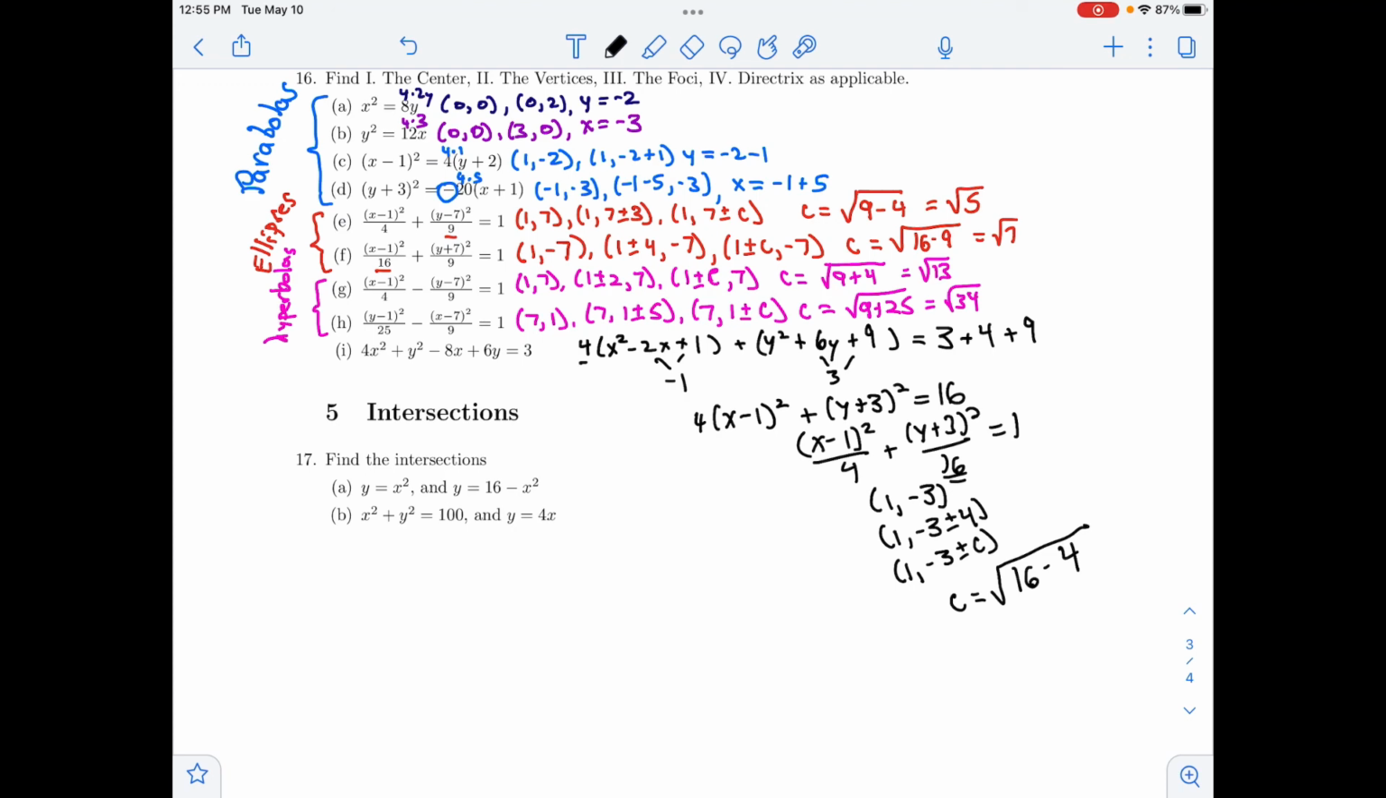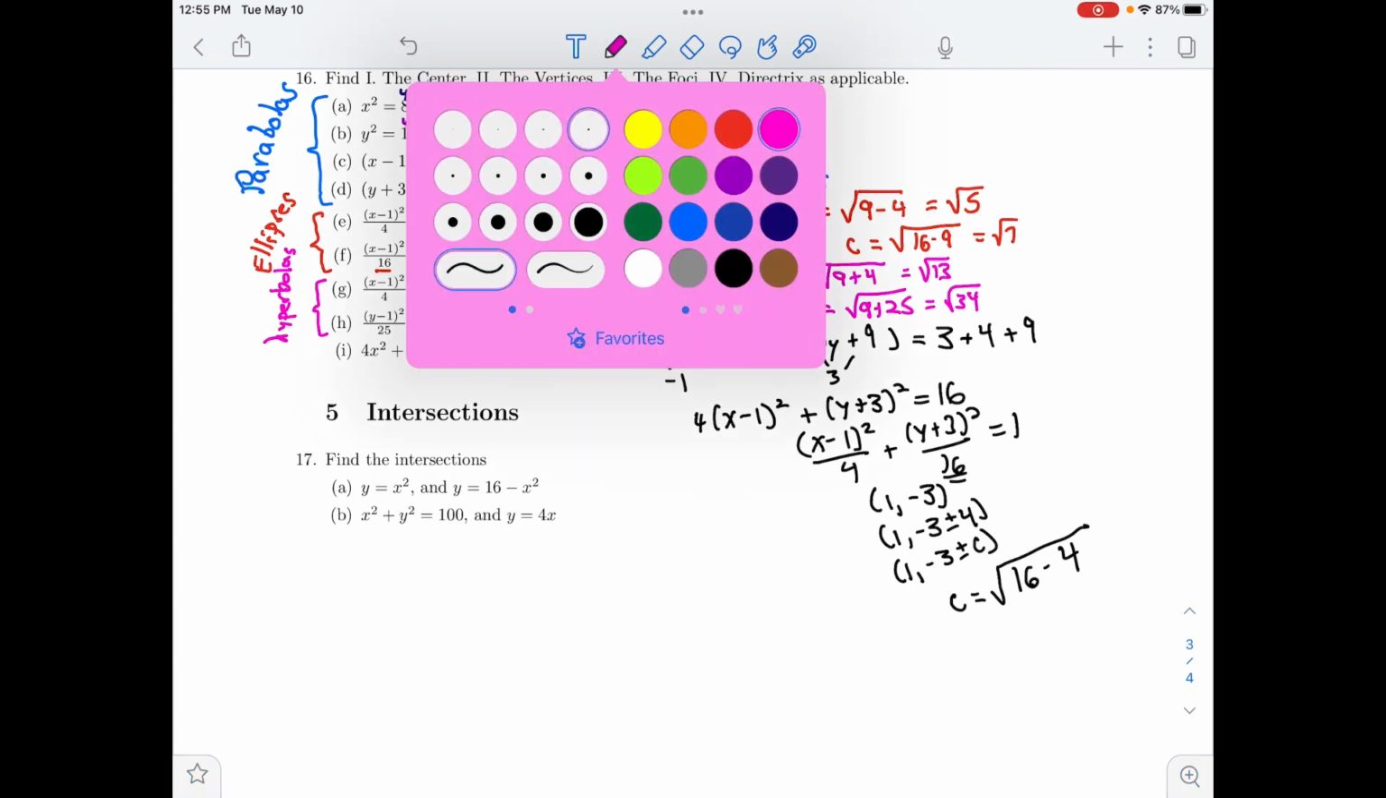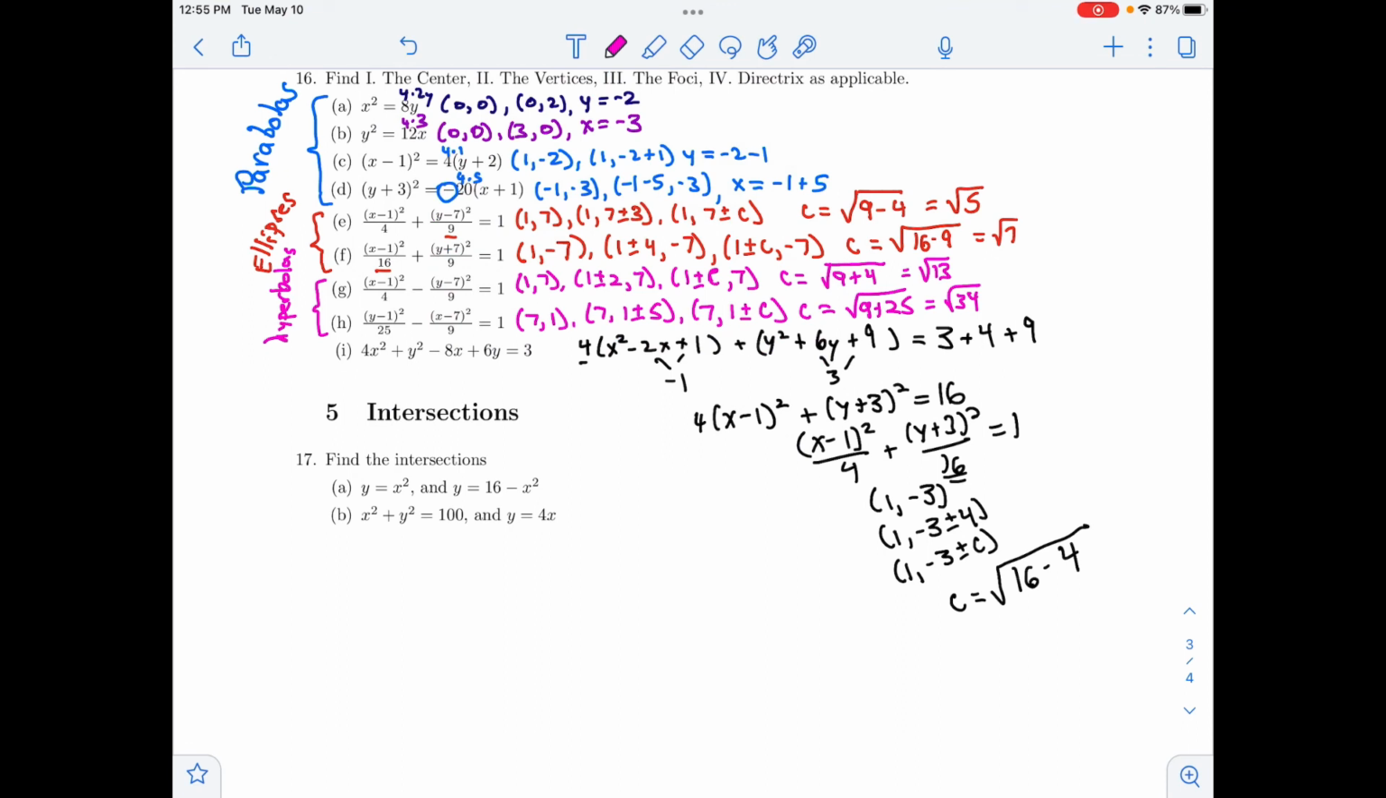Okay, now for these intersections, let's look at this first one here. We've got y equals x squared. Okay, let's see what that looks like. y equals x squared and y equals 16 minus x squared. So you're looking for these points right here. So you just equate these. y equals x squared and y also equals 16 minus x squared. So put those together. Divide by 2. So x equals plus or minus the square root of 8. So that's the intersection for those.